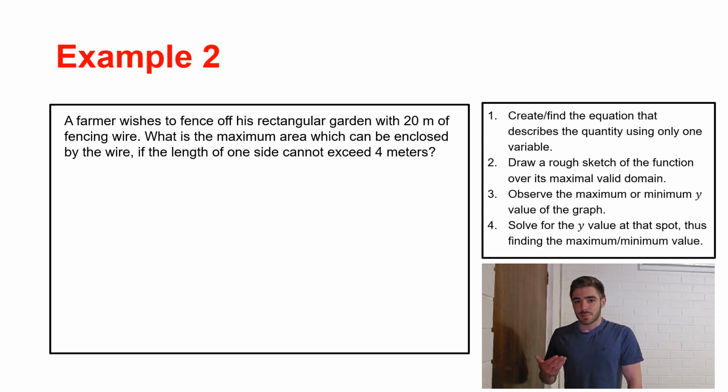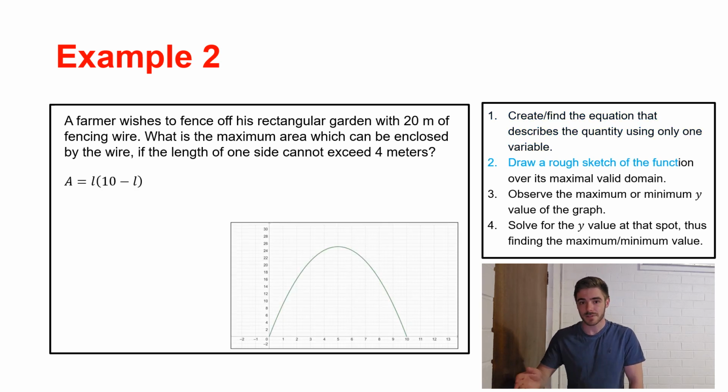This is actually the same example as earlier, but now it has an additional restriction on the length. It cannot exceed 4 meters. To start with, we handle it the same way that we handled the previous question. We start by finding the area equation, purely in terms of one variable, and then we sketch that function. This is where it differs a little bit. The sketch of this function must now be truncated a little bit. We're no longer sketching from 0 to 10, because now our length cannot be greater than 4. So we're just going to chop that graph off at L equals 4. And when we do that, we see that the turning point is no longer included in that domain.